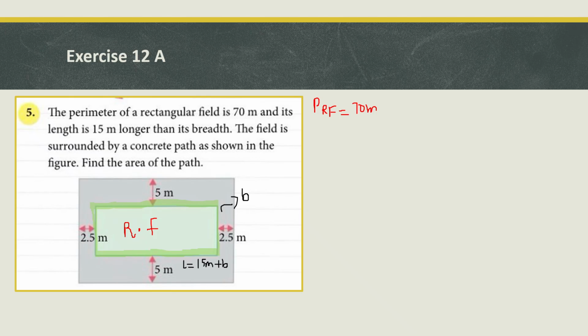The field is surrounded by a concrete path as shown in the figure, and we have to find the area of this portion. For this, first we have to find the area of this larger rectangle, and then the area of this rectangular field. So first try to find the area of the rectangular field. The perimeter of the rectangular field is given, that is 70 meter.